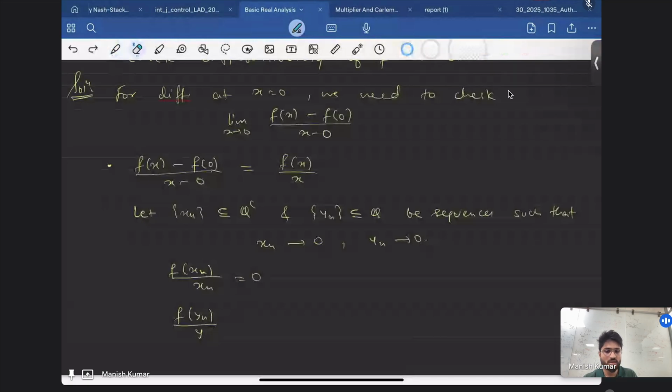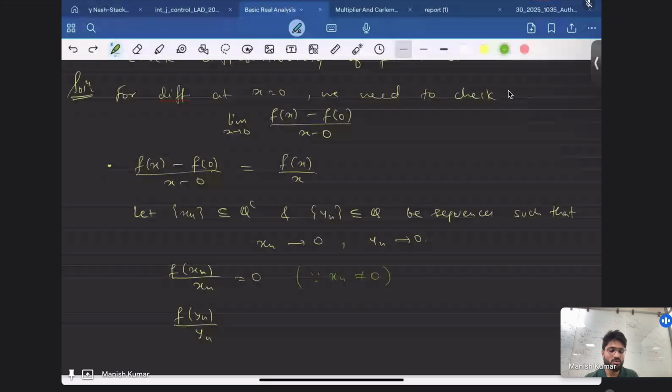But yn is converging to 0. Maybe yn can be eventually a constant sequence, or yn can be 0 at many points, right? In that case this does not make sense. So we have to choose some sequence yn which is from the rationals but is not eventually constant. In particular, let's take yn equal to 1 by n. So this yn goes to 0.